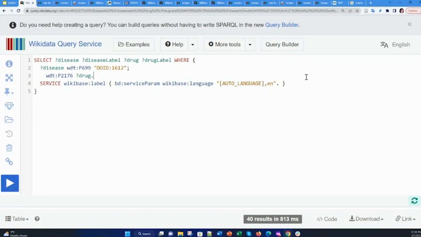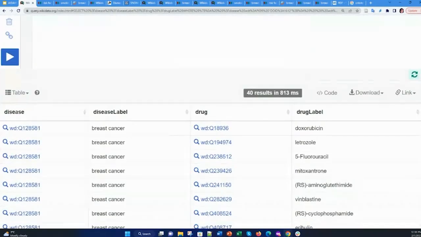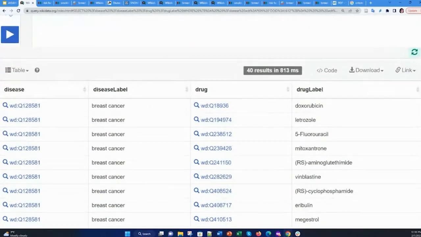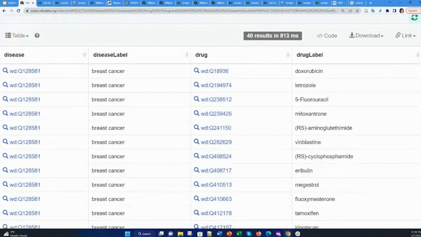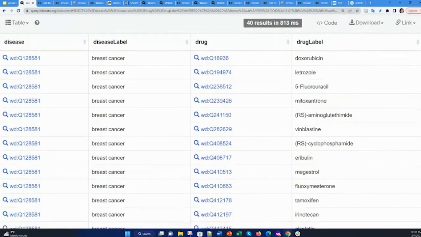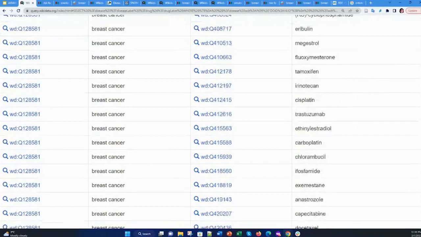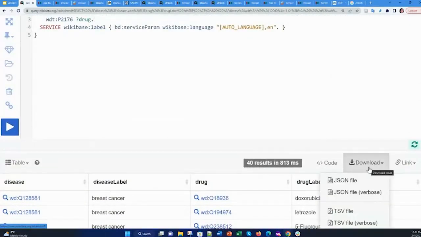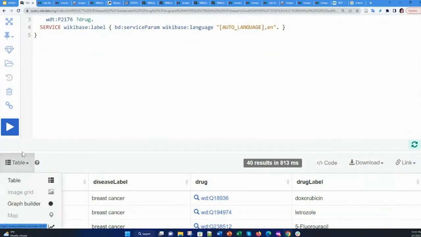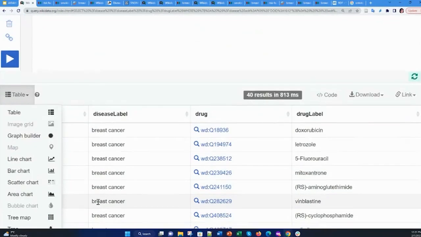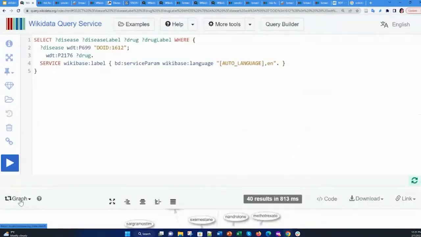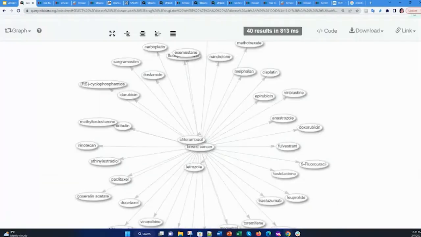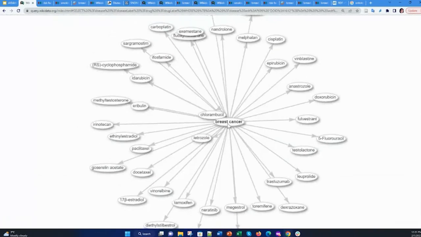When we run this query, the query identifies all the drugs, their URIs and their labels in English, presented here. We can also download this information in JSON, in tab separated format, or in tabular format, or we can represent this information visually as a graph. Let's now see how it looks as a graph.